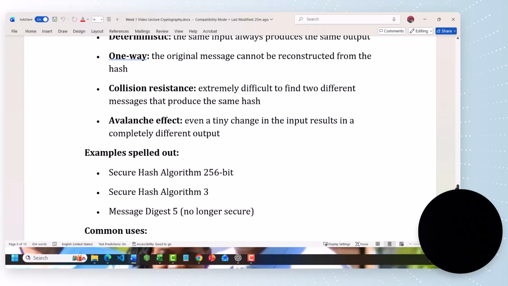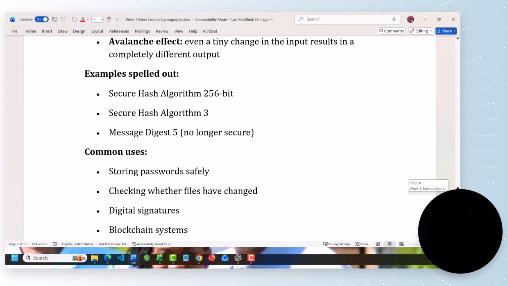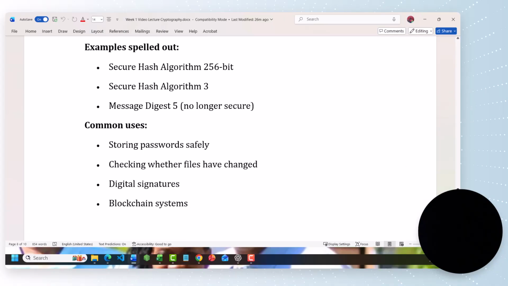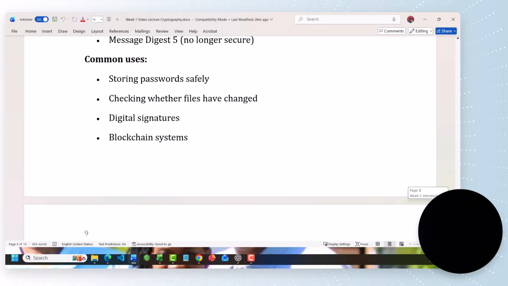Examples: Secure Hash Algorithm 256, Secure Hash Algorithm 3, Message Digest 5, which is no longer secure. We will be talking about these in detail, as far as how they work and how we can transform data to protect its contents better. Common uses: storing passwords safely, checking whether files have changed, digital signatures, blockchain systems.